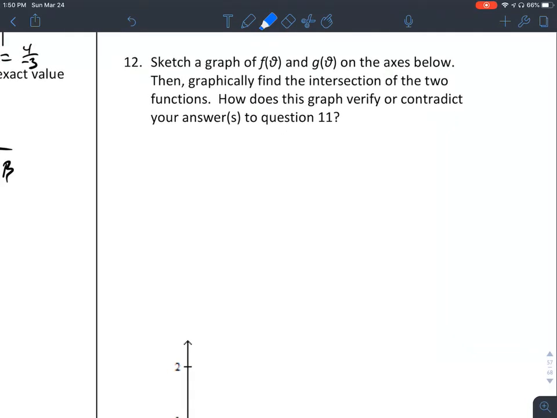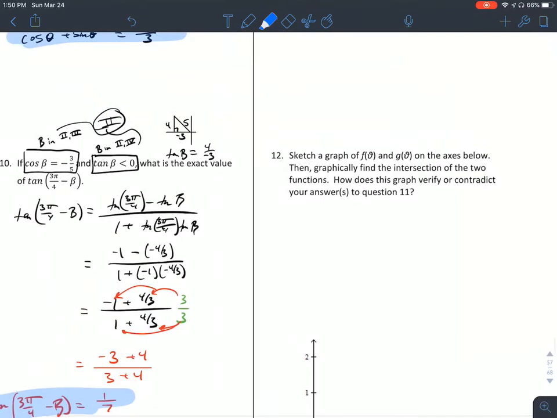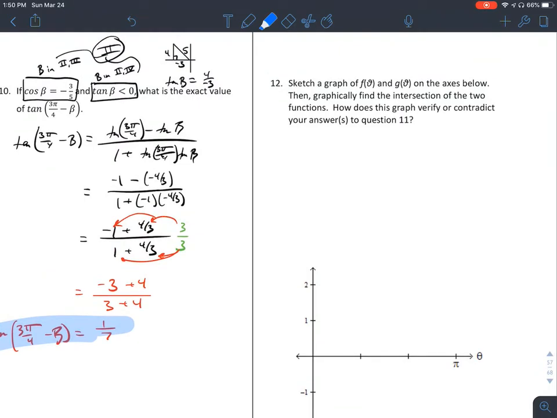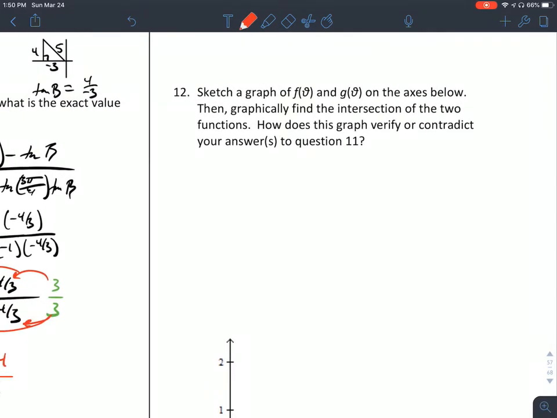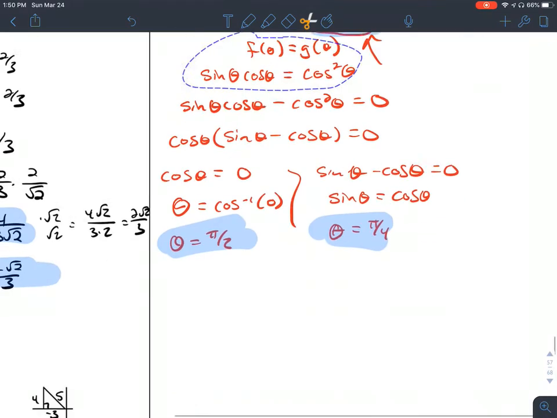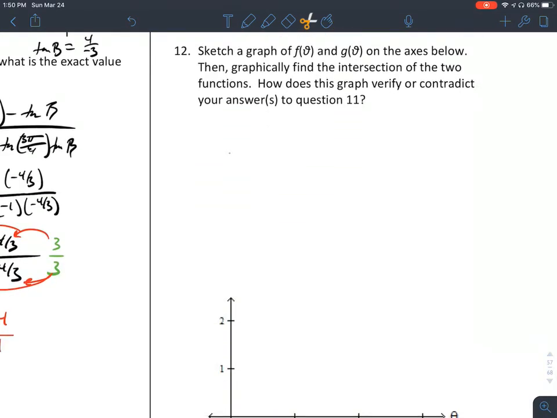Sketch a graph of f of theta and g of theta on the axes below. So that was those equations. Let me just write those down so I can see them. Now it's suggesting to use a calculator for this, I believe.